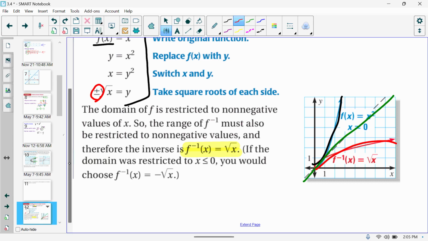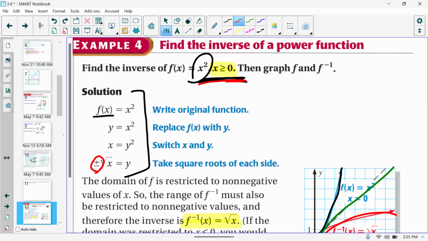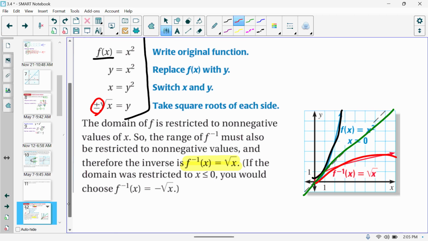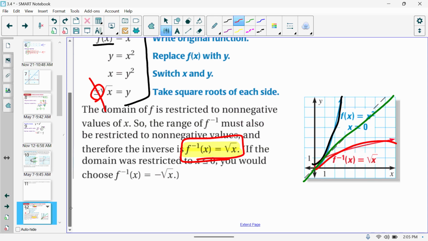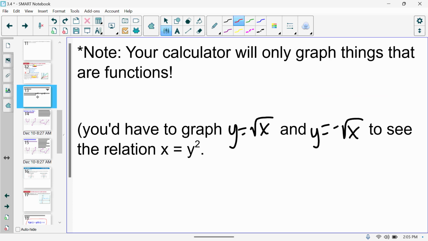So just know that here, when we did this, if it says to let x be greater than or equal to 0, you're just not going to put that. You're just going to put this as your final answer, okay? So that's just, again, so that your answer will be a function, okay?